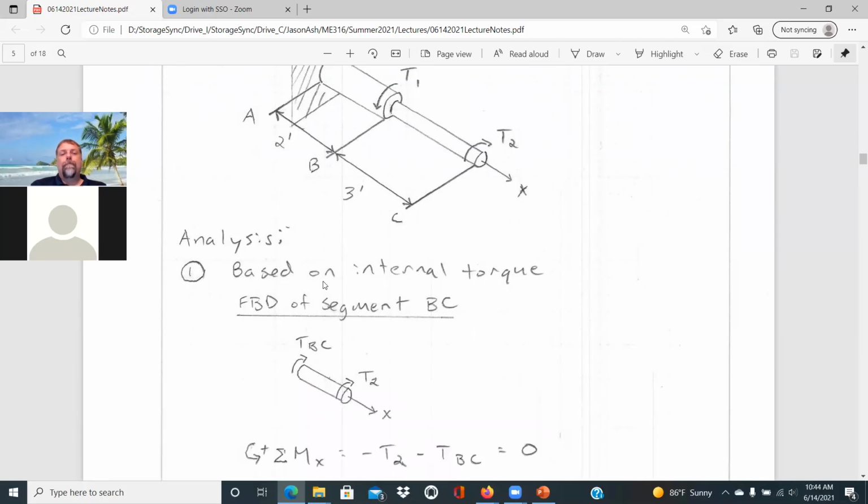But based on internal torque, if we just look at segment BC and do a free body diagram where we cut between B and C, we would have torque T2 that's applied. And what you really want to do is use your right hand rule, so that you face your thumb out away from the cut. And so a positive TBC value would be going in that same direction as T2.